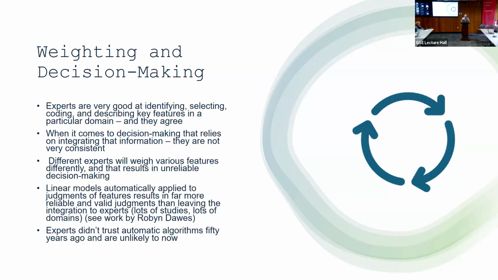And so what has been found over multiple domains over many years is that experts are very good at identifying, selecting, coding, and describing key features in a domain. But once they integrate that information, it's much less consistent. Different experts weigh different features differently, and that results in unreliable decision-making.